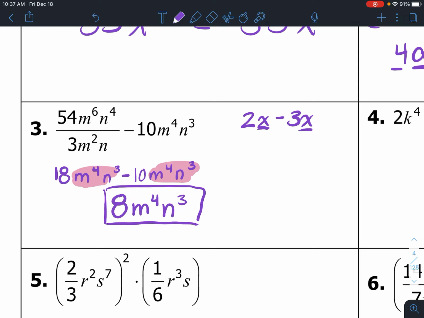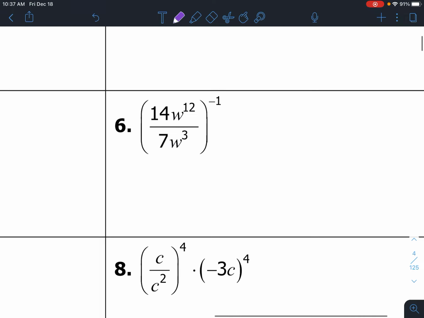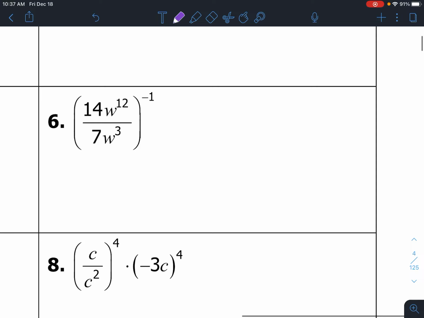Now let's look at number 6. So this one is kind of an interesting one. I have this division, and it's raised to the negative first power. Now I do want to show you something. Again, if you have something raised to the negative power, it goes in the denominator. So this whole thing is being raised to the negative first, so all of it drops to the bottom, and it's raised to the positive.